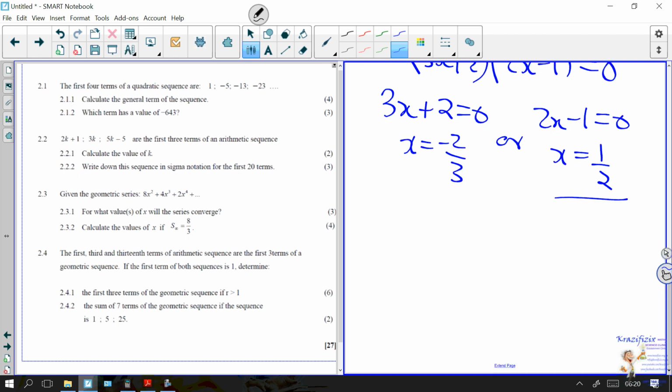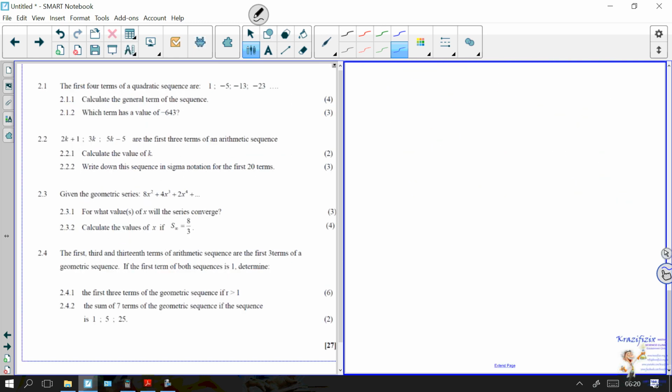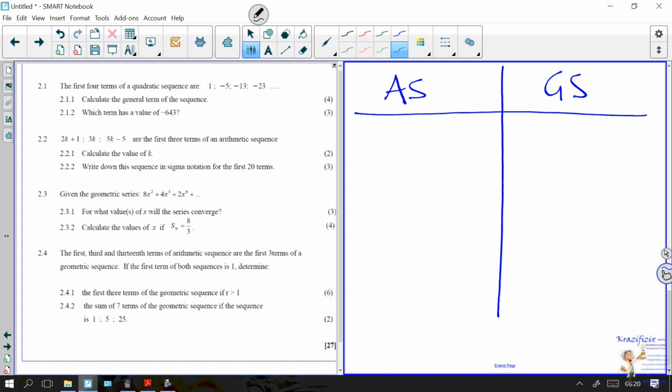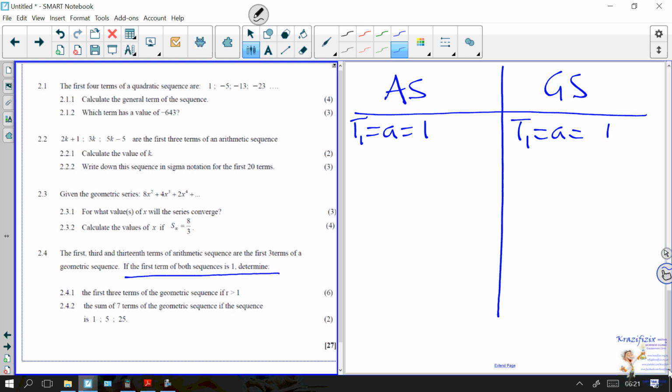2.4. Let's see what 2.4 looks like. The first, third, and 13th terms of an arithmetic sequence are the first three terms of a geometric sequence. Okay, this is combining things. If the first term of both sequences is 1, determine the first three terms. All right, let's quickly interpret. I'm going to divide my board: arithmetic sequence and geometric sequence. My T1 equals a equals 1, because they said the first term of both sequences is 1.